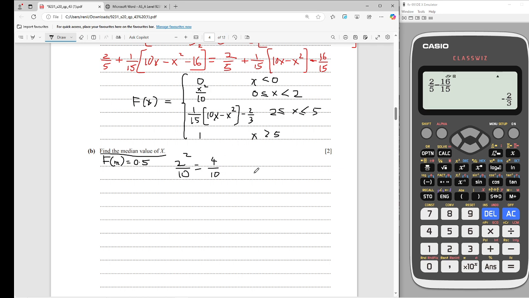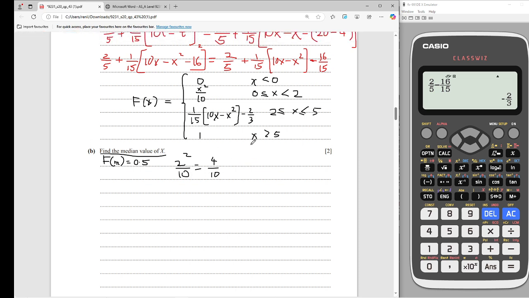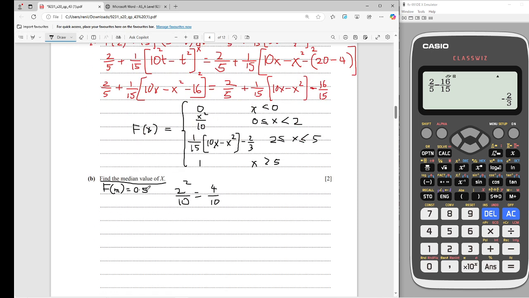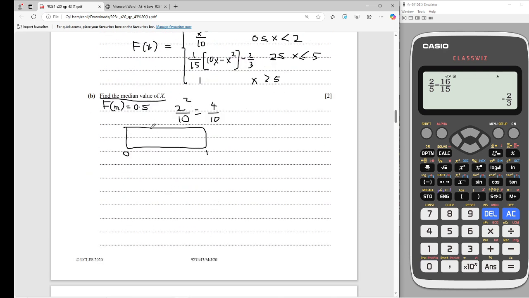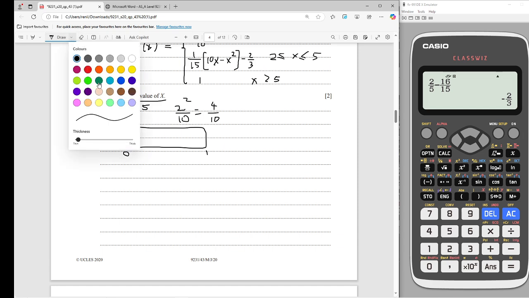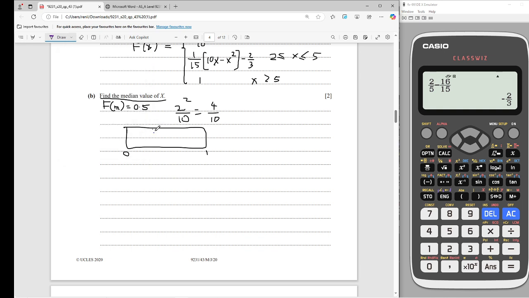And that means that 4 by 10 is the maximum that the first function can cover. So we know that it has to go and reach the second function because the F(m) is 0.5. If you still do not understand what this means, if I was to represent this like a small bar where the lowest is 0, highest is 1, our first function, which is x squared by 10, covers only 40% of this entire thing. Covers 40% or 4 by 10 of this.